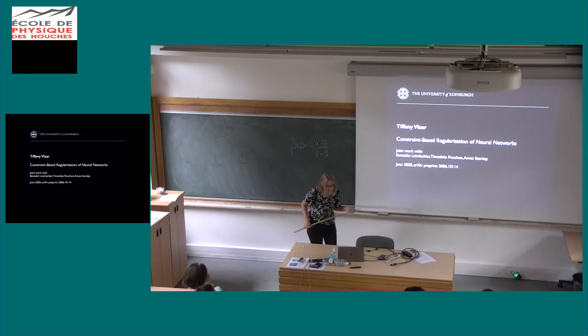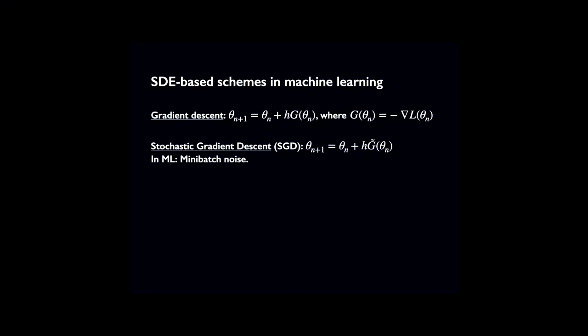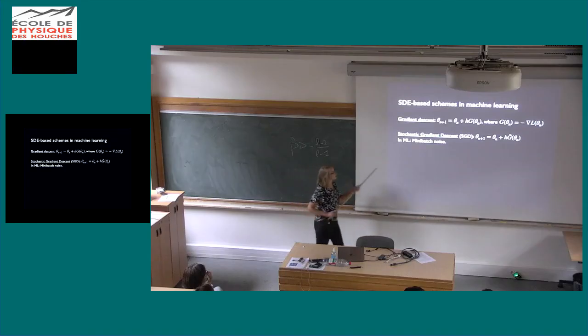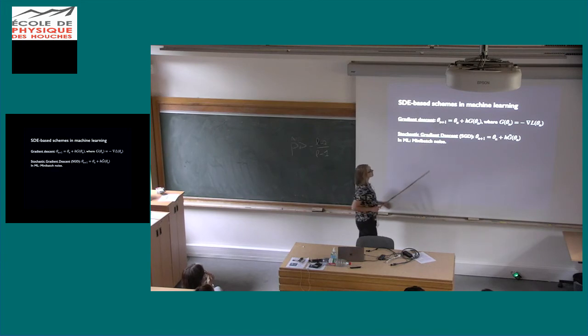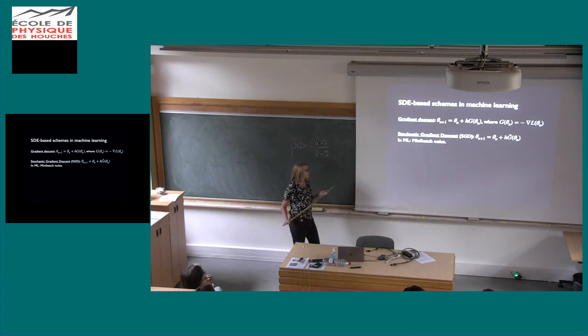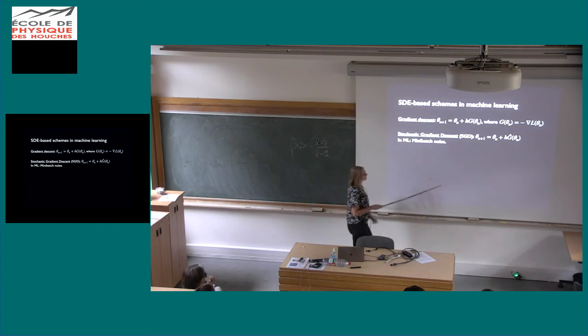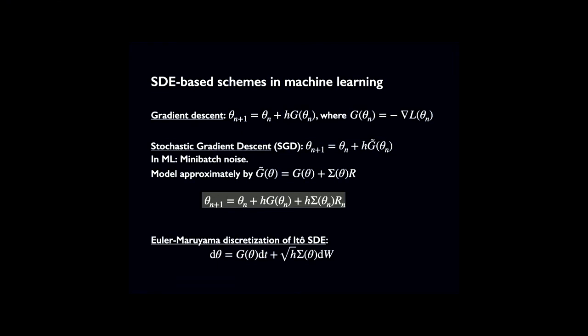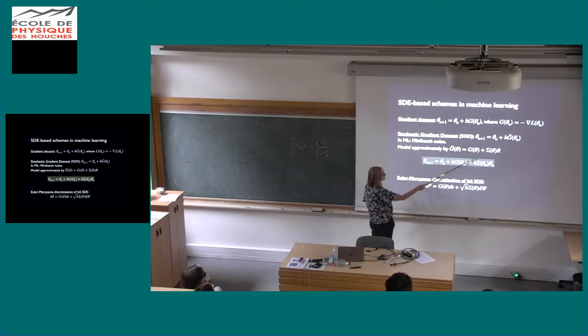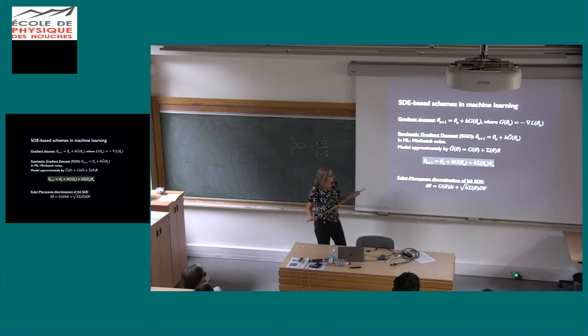Let's first see how these SDEs arise in training of neural networks. So we all know gradient descent. You update the parameters of your network theta in the direction of the negative gradient of your loss, which we denote by G, and you have step size H. If you subsample, you introduce some noise into the system, and you get stochastic gradient descent, where you have a perturbed form of your gradient. You can approximately model this as follows, where sigma times its transpose is the noise covariance matrix, and R is a standard normal vector with IID components. Probably most of you already recognize this as the Euler-Maruyama discretization of this SDE.